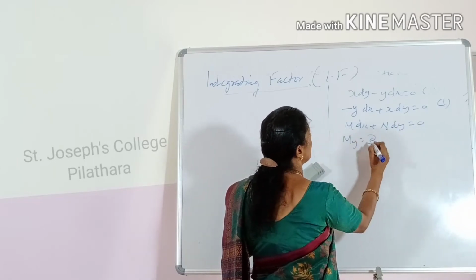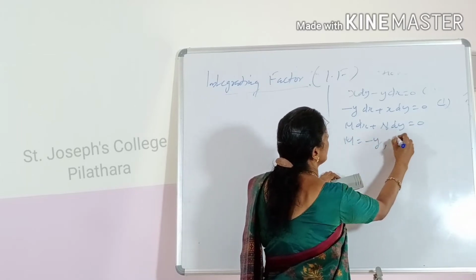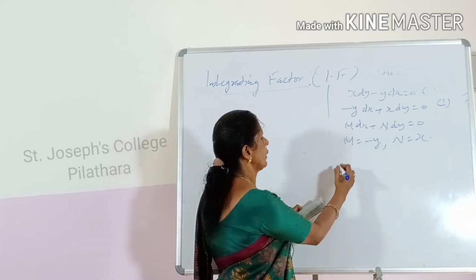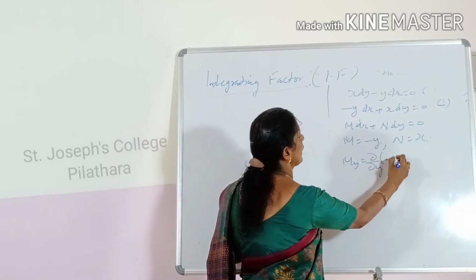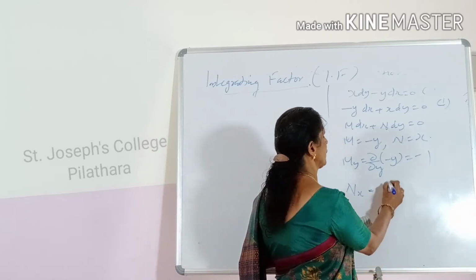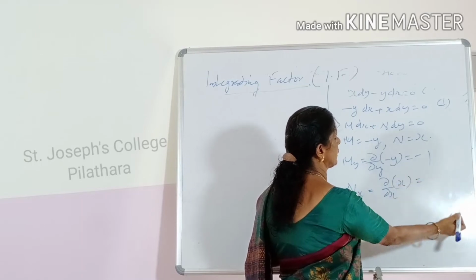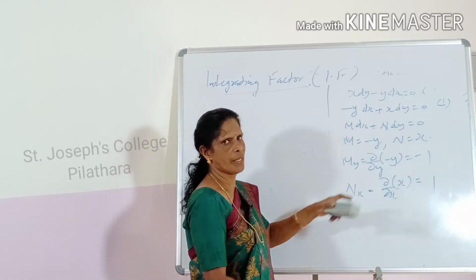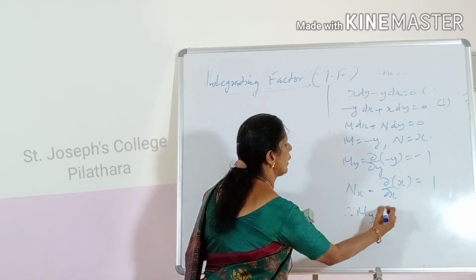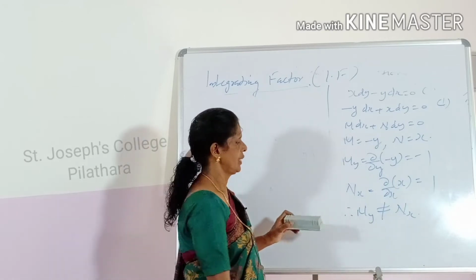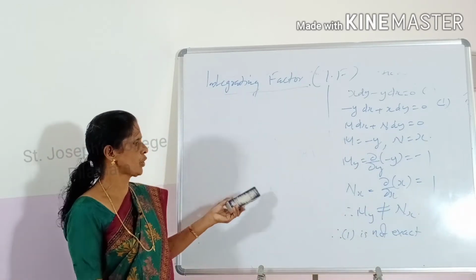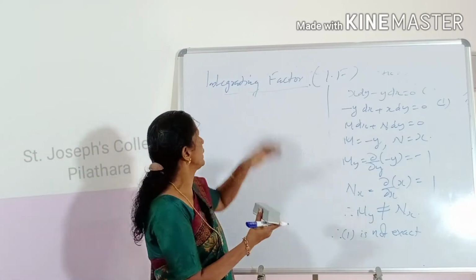M equal to minus y, N equal to x. M_y is del by del y of minus y, that is minus 1. N_x is del by del x of N, that is del by del x of x, that is equal to 1. M_y equal to minus 1, N_x equal to 1. Therefore M_y not equal to N_x. Therefore equation 1 is not exact. Given equation is not exact, therefore we have to find an integrating factor.